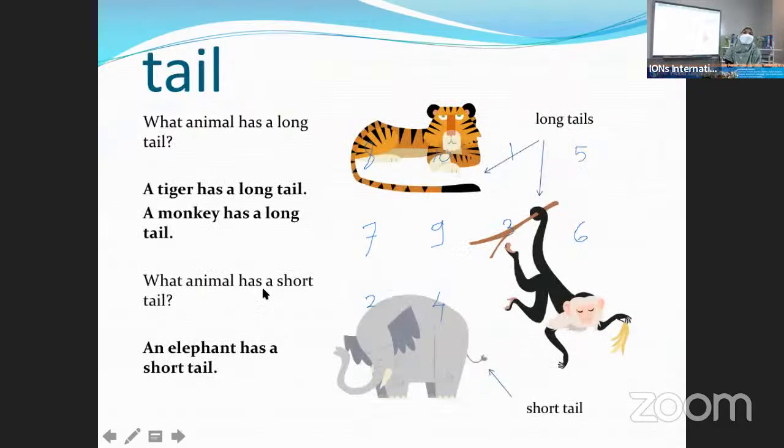And the next one. Animal has a tail. What animal has a long tail? A tiger has a long tail, and a monkey has a long tail as well. How about elephant? An elephant has a short tail.